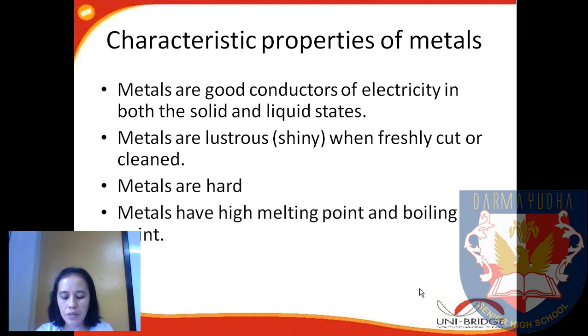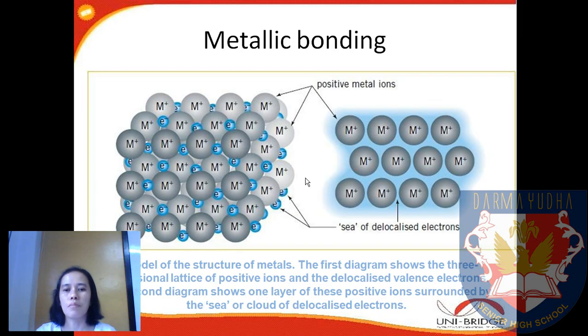Now, let's take a look at the properties of metallic substances. They are good conductors of electricity, whether in a solid or liquid state. They are hard and also have high melting and boiling points. Now, we are going to discuss how metals have these kinds of physical properties. Take a look at this diagram.